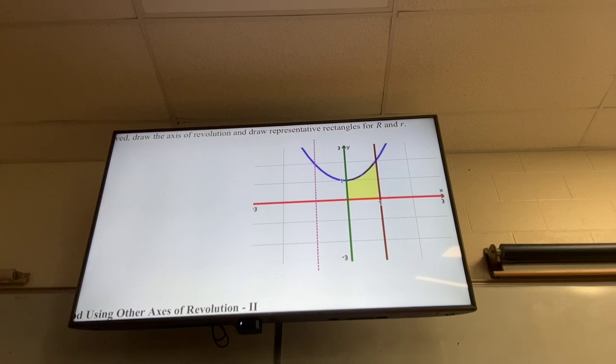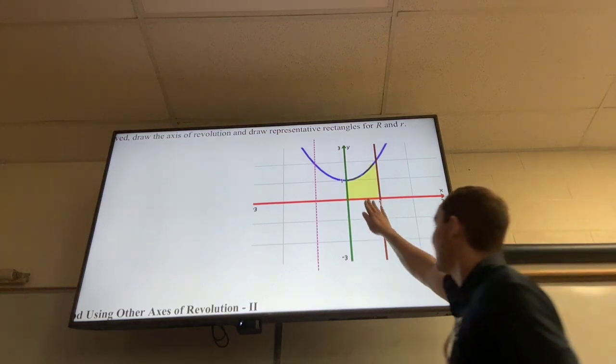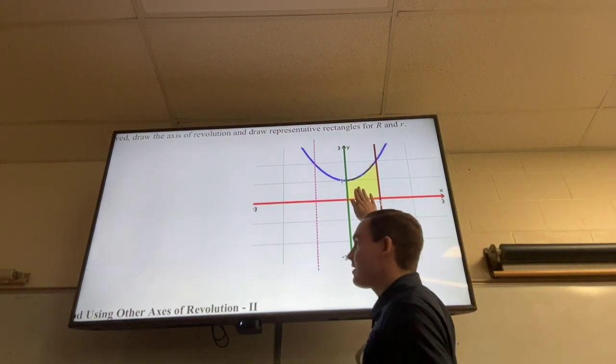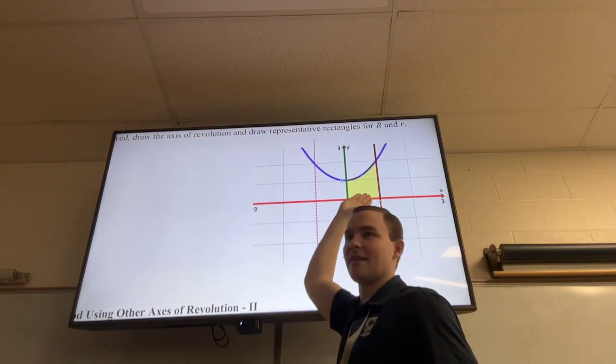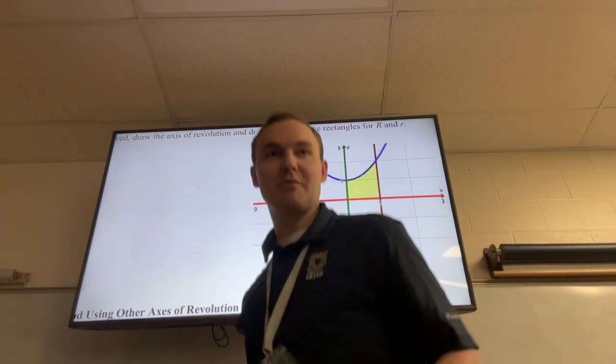So what we're gonna do, we're gonna create a little hook-shaped donut thing. We're gonna take this yellow region and revolve it around the pink axis. So it's gonna make a little ring. Okay, you guys want me to do that?